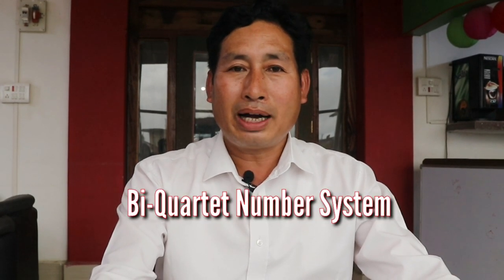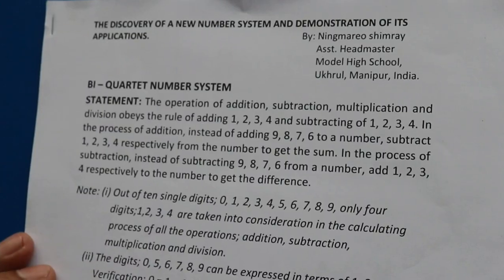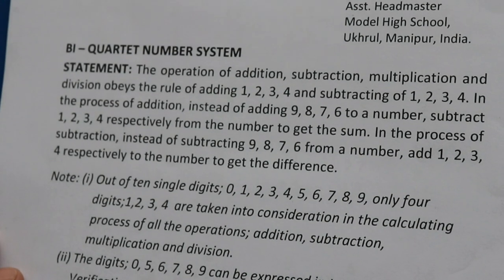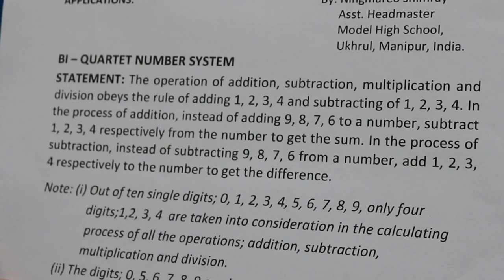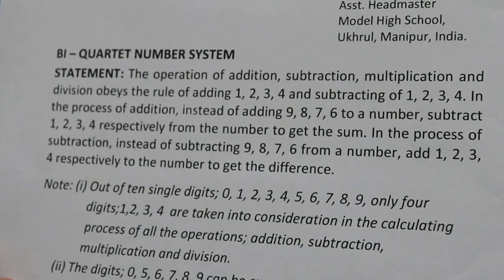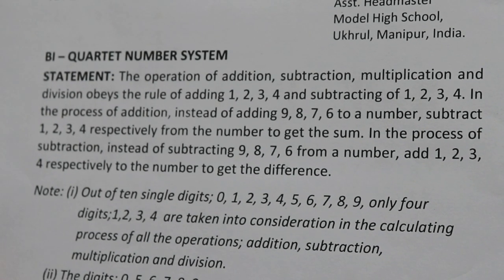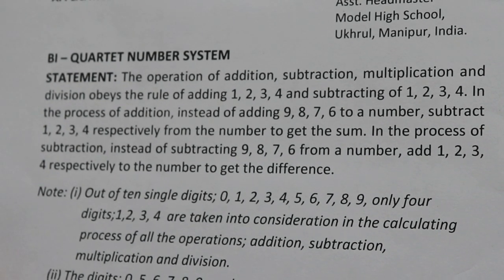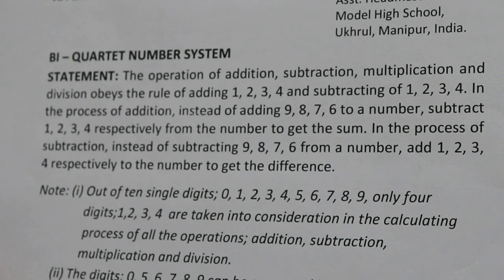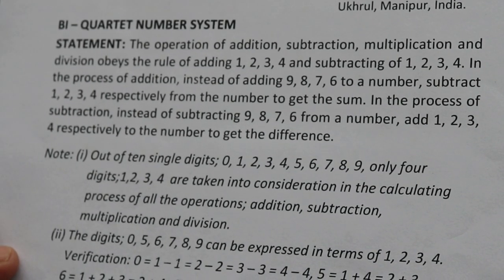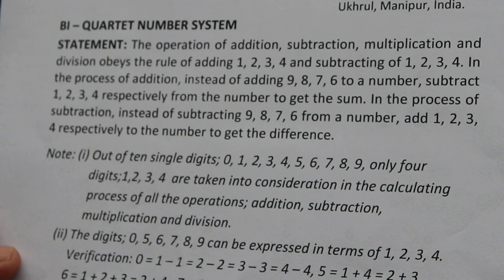Today, I'd like to share a new number system which I have recently discovered. The new number system is called Bi-Quartet number system. Statement: the operation of addition, subtraction, multiplication, and division obeys the rule of adding 1, 2, 3, 4 and subtracting of 1, 2, 3, 4.